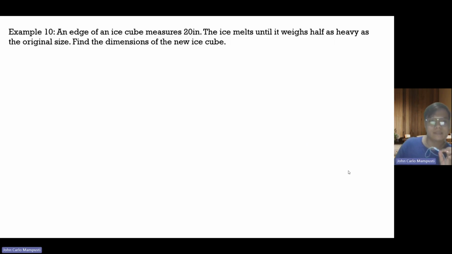Okay, last. An edge of an ice cube measures 20 inches. The ice melts until it weighs half as heavy as the original size. Okay? Find the dimension of the new ice cube. Okay. So, meron daw tayo ditong ice cube na kung saan 20 inches daw siya.